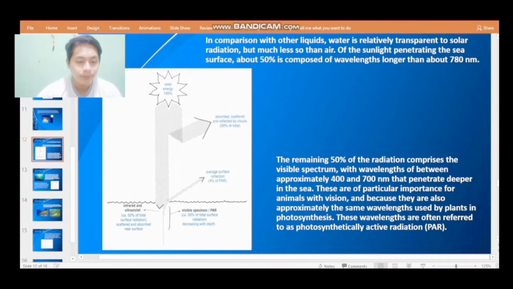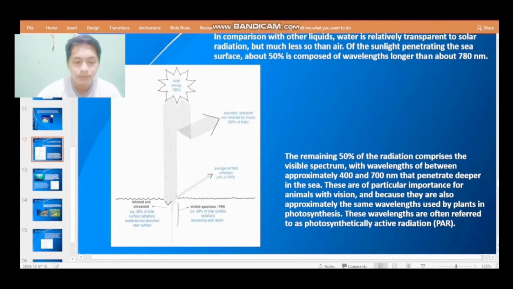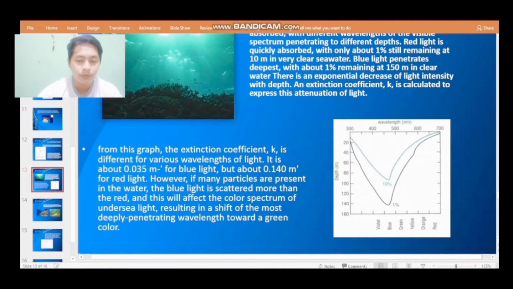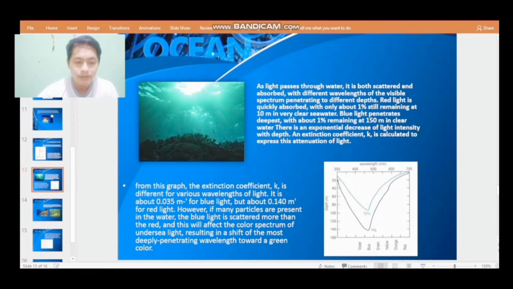The remaining 50% of radiation comprises the visible spectrum, with wavelengths of between approximately 400 and 700 nanometers, that penetrate deeper in the sea. These are of particular importance to animals with vision, and because they are also approximately the same wavelengths used by plants in photosynthesis, these wavelengths are often referred to as photosynthetically active radiation, or PAR.